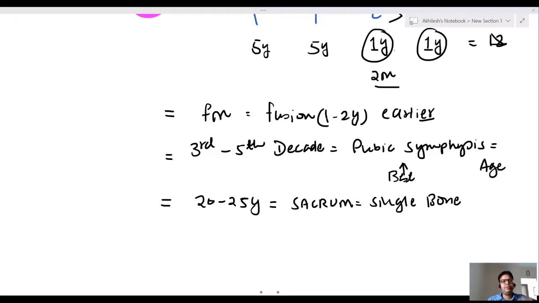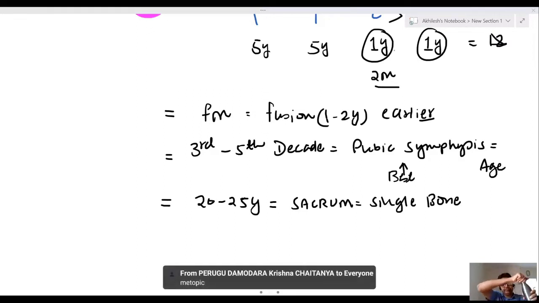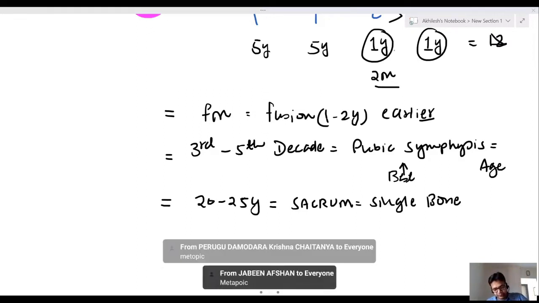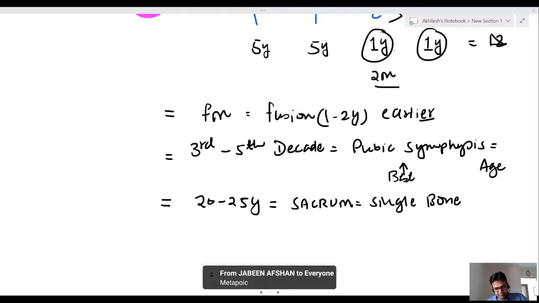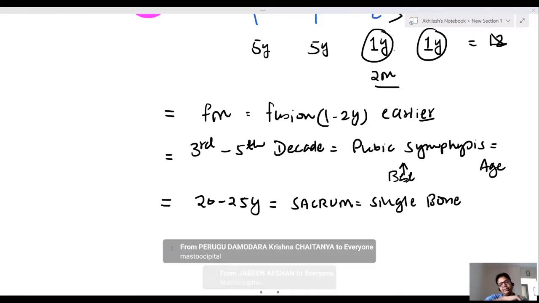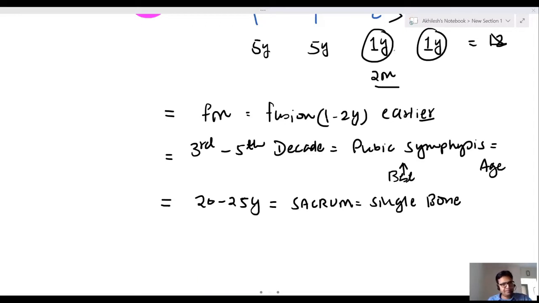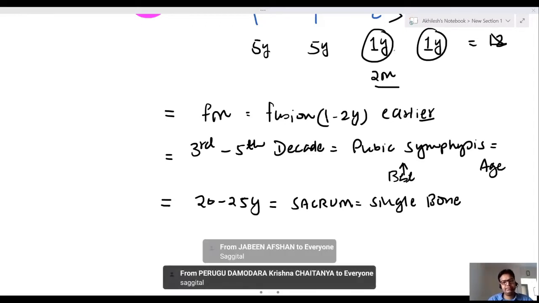See, which is the first suture of the skull bone to fuse? Write down. Metopic. Which is the last suture of the skull bone to fuse? Masto-occipital. Which is the best suture of the skull bone for age estimation? Sagittal suture.